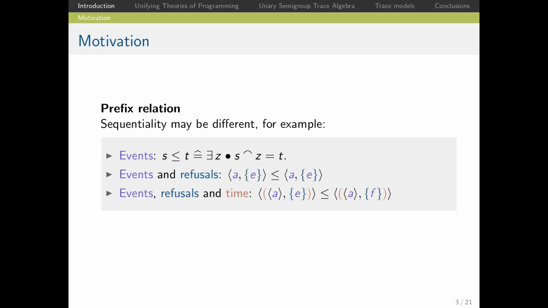Yes, we want them to be related irrespective of the change in the information being captured in the refusals. That could be, for example, if there is some internal behavior that the process is doing and it suddenly changes the options that are available to its environment. So what do these things have in common? Typically, they're reflexive, transitive, and optionally antisymmetric, which means you might have an order or even a pre-order.